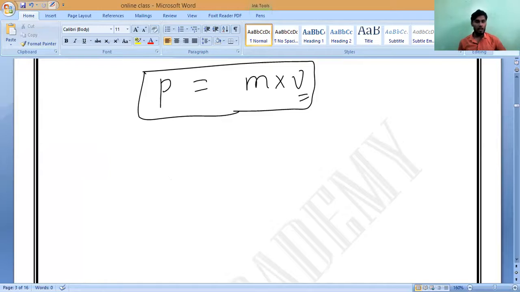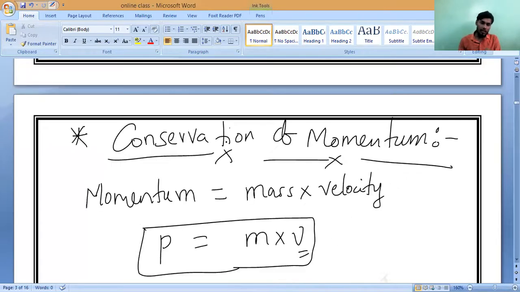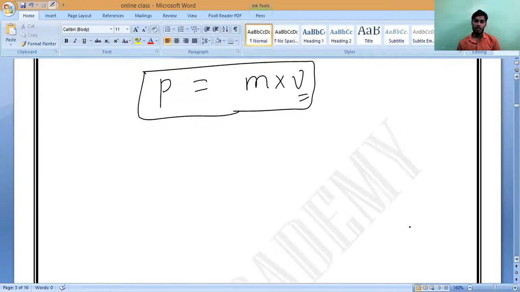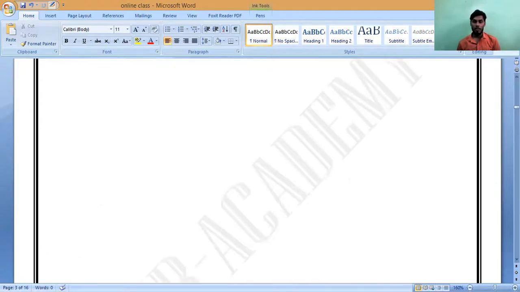Now we'll take an example to understand the meaning of conservation of momentum. I am saying a word called conservation of momentum. What is the meaning of conservation, in geography or somewhere it will come? Conservation means saving, preventing, preserving, protecting. In the same way, conservation of momentum. To understand this, let us take one example, then you can understand better.